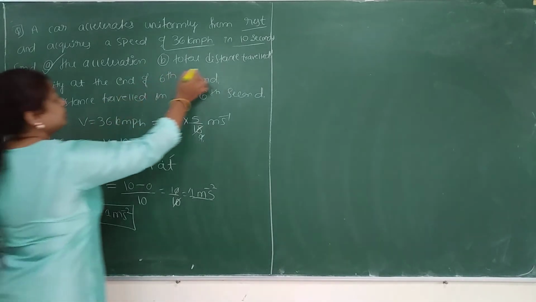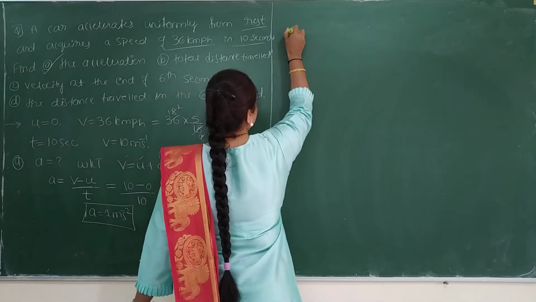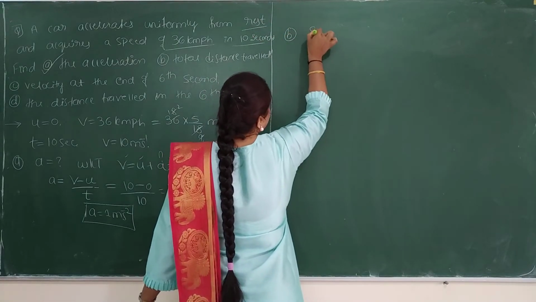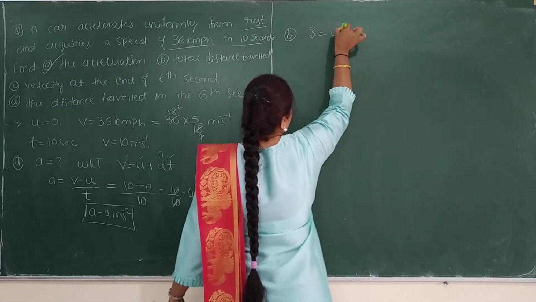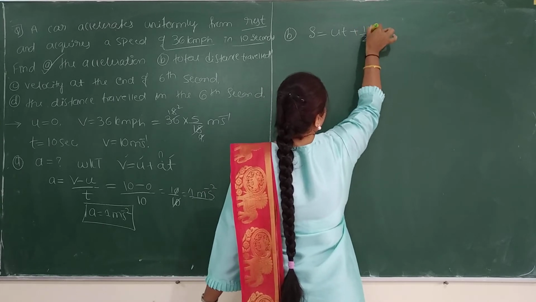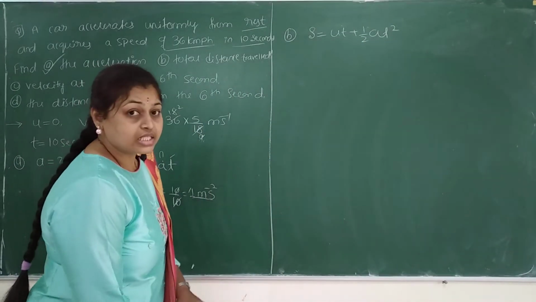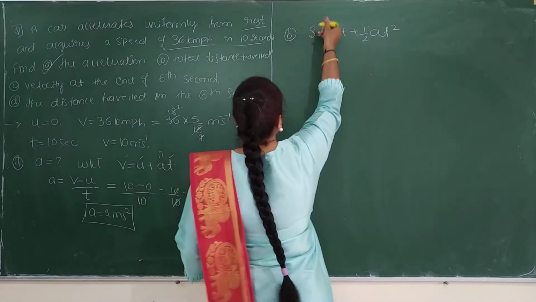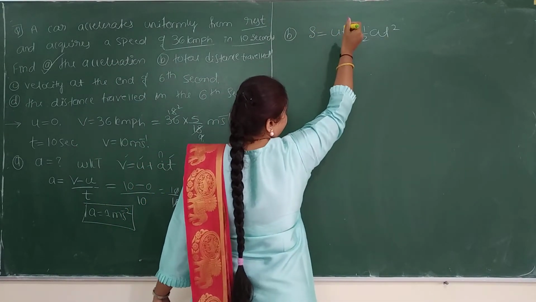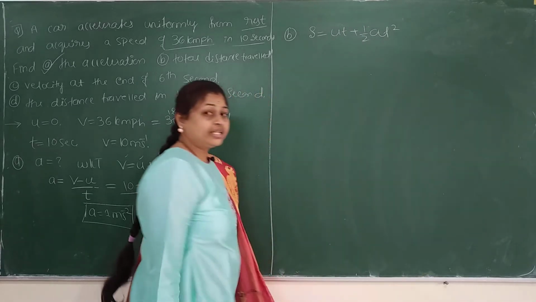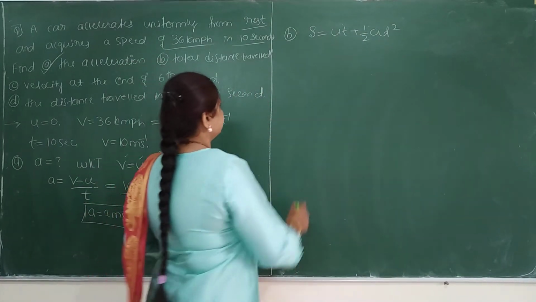Next, second one, total distance travelled by the car. Option B. So write the formula: s equals ut plus half at square. This is the equation to calculate the distance. Now you don't know the s value, you know u, t and acceleration a. Just take and substitute here.